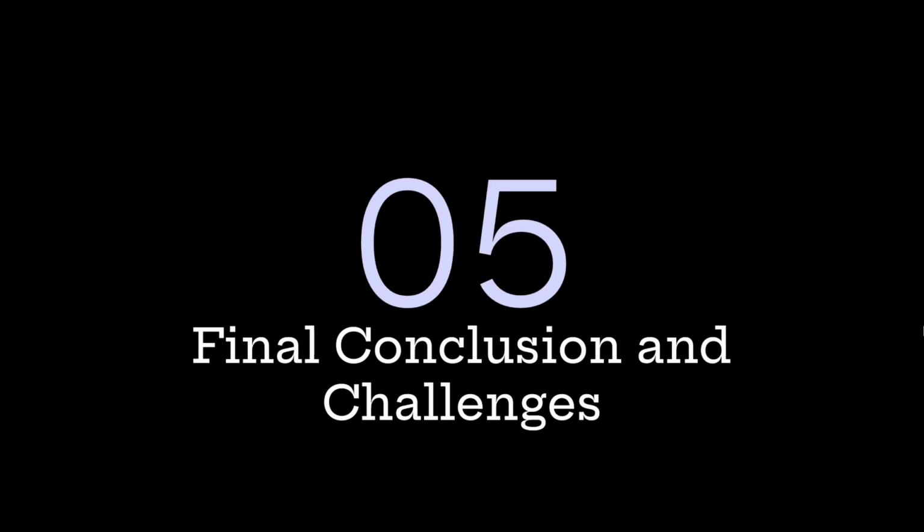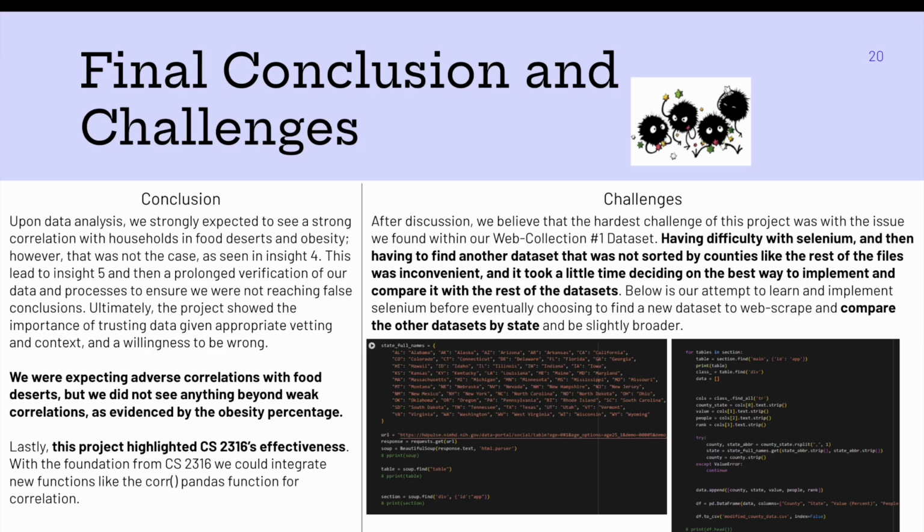Moving on to the conclusions, we were expecting really adverse correlations with food deserts, but we really didn't see anything beyond weak correlations, especially as evidenced by the obesity percentage, which actually went down as food desert percentage went up within Georgia. Ultimately, this project highlighted CS2316's effectiveness. With the foundation from the class, we could integrate new functions like the correlation pandas function to expand our abilities and potential impact. And once again, as stated before, we had a lot of difficulty with Selenium.